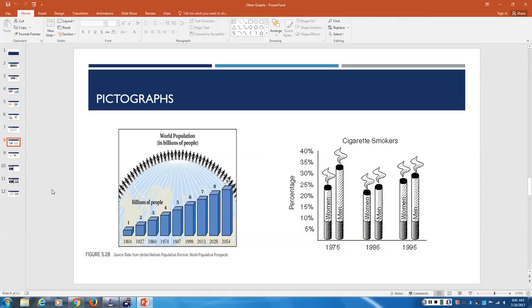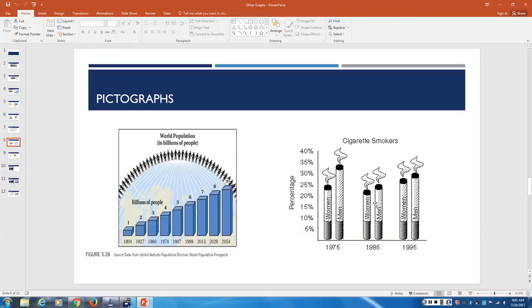Now these are pictographs. Basically it's a graph, but it's made up of pictures. It's meant to catch your eye. The one on the cigarette smokers does a good job because it uses cigarettes and it shows the length of the cigarette as the percentage of people that smoke cigarettes. And notice that in 1975, more men than women smoked cigarettes. But as we come to 1995, that's almost equal. Even in 1985, it's almost equal.